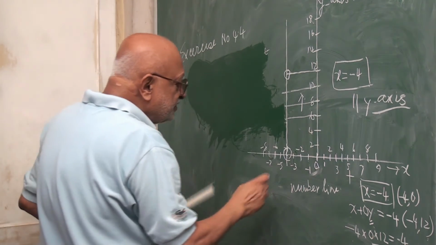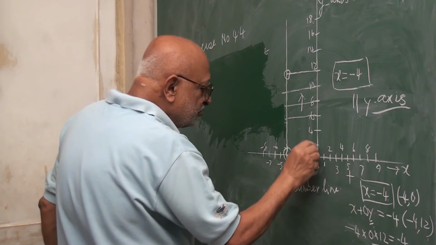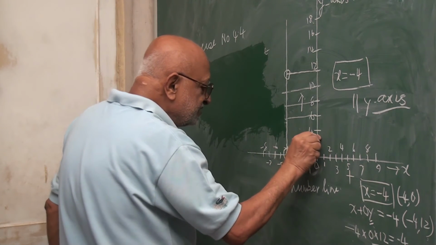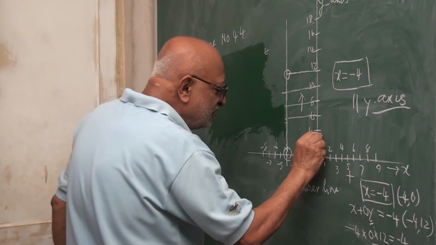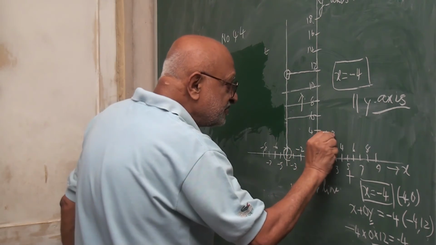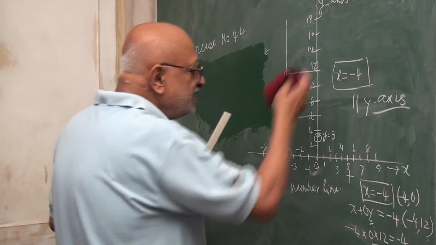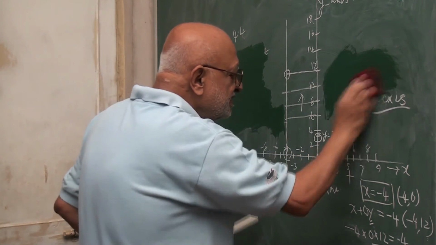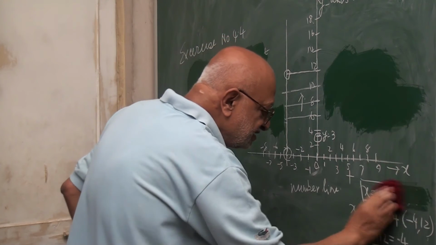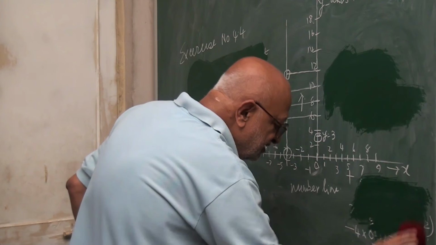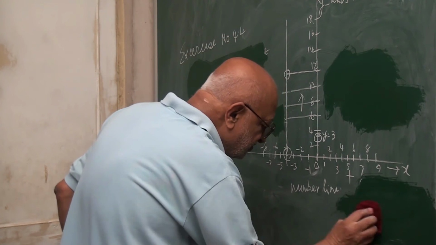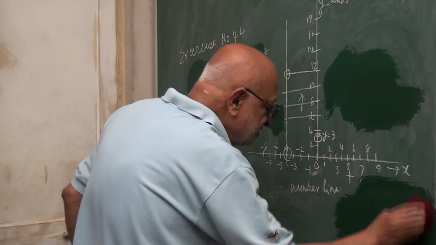So y equal to 3 would be 2 and 3. So this would be your y equal to 3. I think this may have confused you, so let me remove this, so that it doesn't confuse. For me it is easy because I don't have to write the same thing.